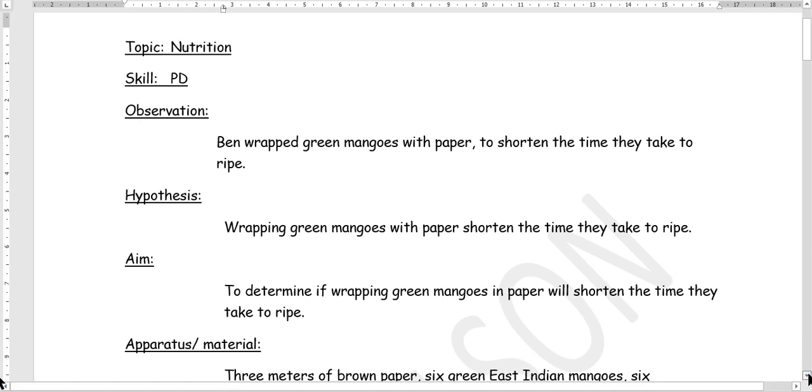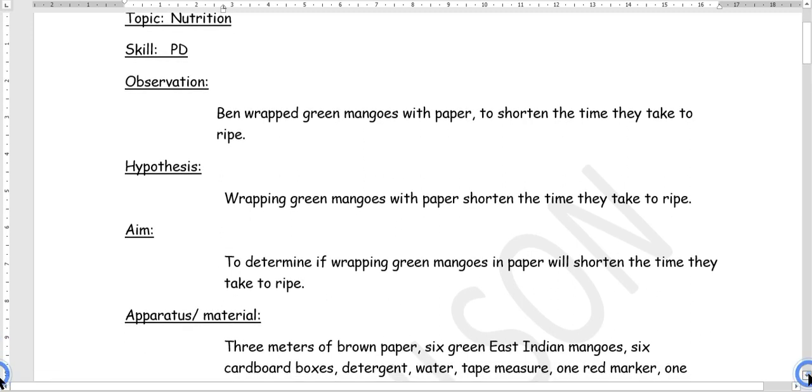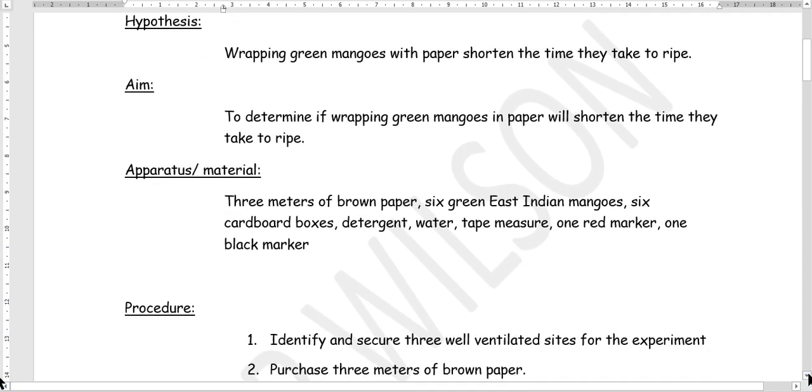Now the hypothesis might not be true, and as such we have to test it, and we use an aim to move forward with the experiment. Now the aim here is to determine if wrapping green mangoes in paper will shorten the time they take to ripen. Now the aim is a clear statement or position for doing the lab. So here we want to find out if wrapping the mangoes will shorten the length of time it takes to ripen.